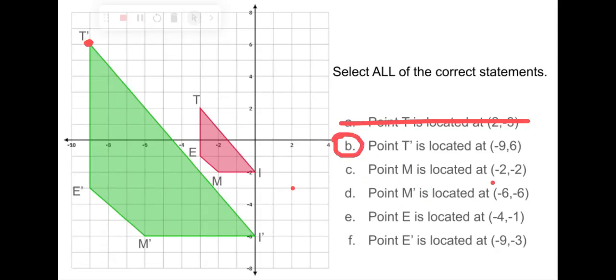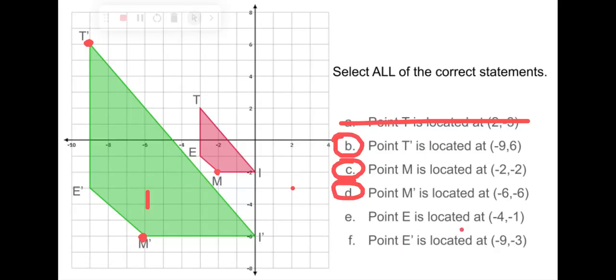Point M is located at (-2, -2). Start in the middle, the origin, left 2, down 2. Point M, correct. Point M prime is located at (-6, -6). Start at the origin, left 6, down 6. Whoops. It's right here. That is M prime, correct.